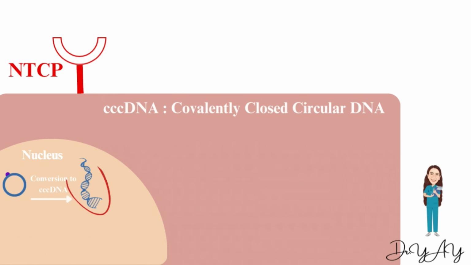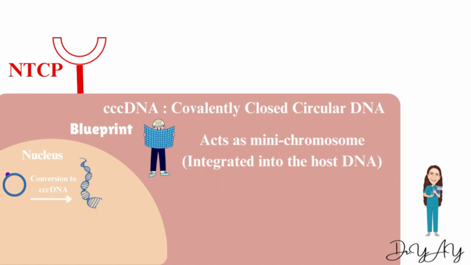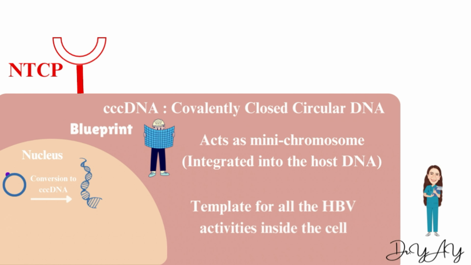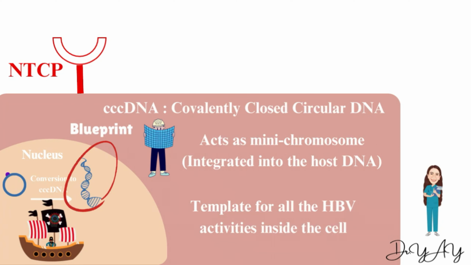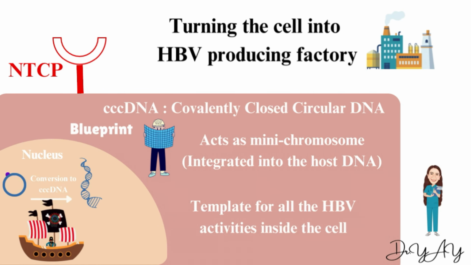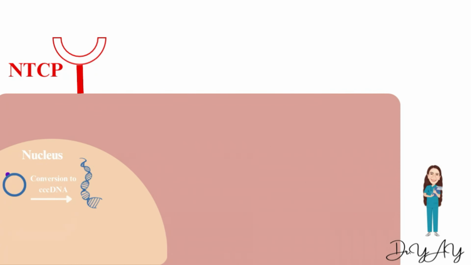Think of the covalently closed circular DNA as the virus blueprint, where it acts as a mini chromosome and serves as a template for all the viral activities within the cell. By this time, as you can see, the cell's own machinery is hijacked by the covalently closed circular DNA, and it starts producing several transcripts, each with a unique role.